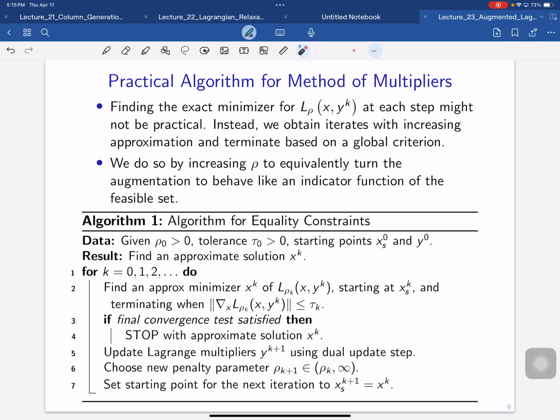The other thing is that you can gradually increase the penalty term. The larger the penalty term, the more likely you are going to satisfy those feasibility constraints. So that's why you can gradually update this penalty parameter by choosing the new one to be something larger than the rho in the previous iteration. You can think about the penalty term as something to make your method more stable.